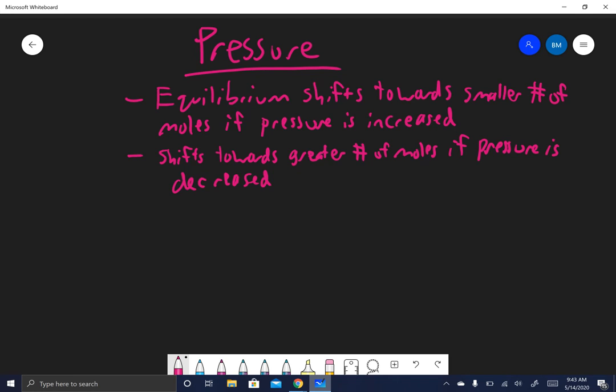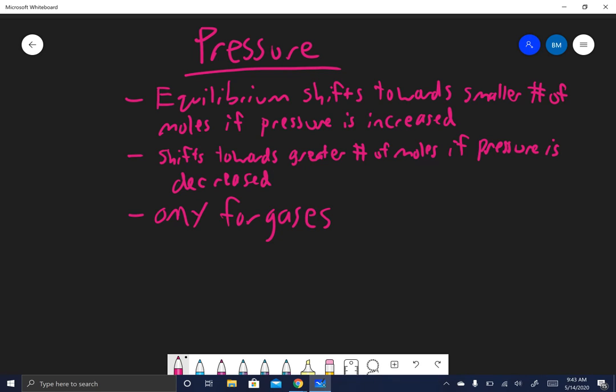So we've talked about concentration changes, we've talked about temperature changes. So now pressure changes is a little more complicated. Now, this is only for gases too, only for gases. So I already pre-wrote this here to save time.